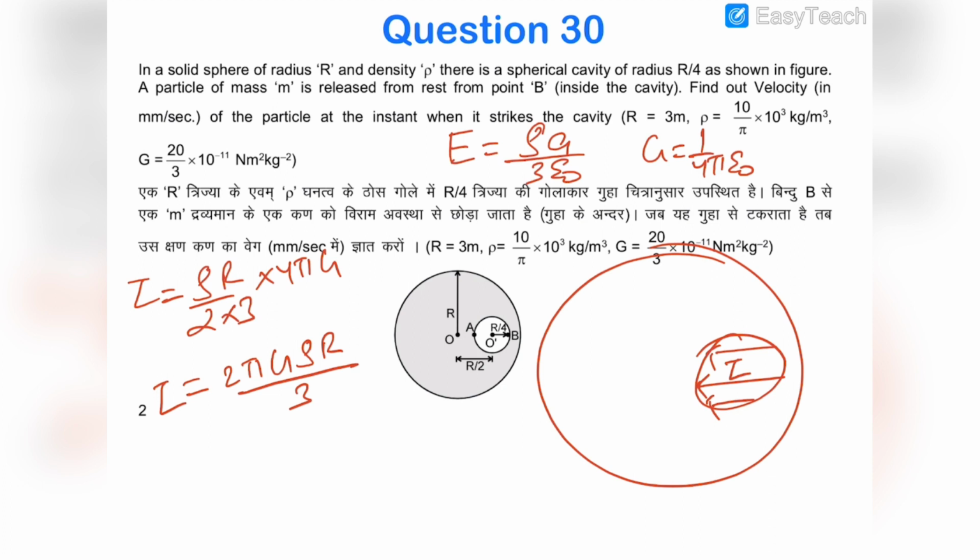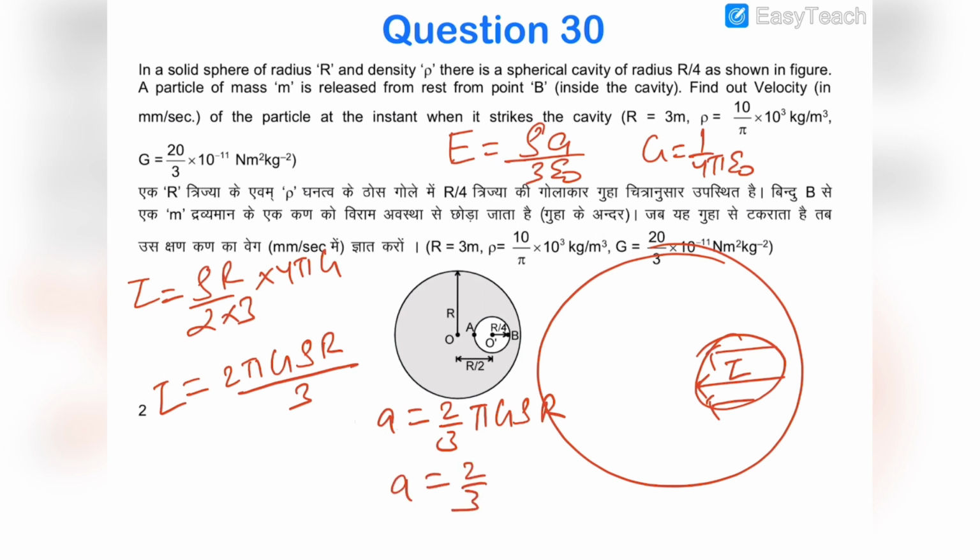This is I. And we have released this mass from this point, and we have to find out the velocity of this mass when it would strike point A. So the force acting on this mass would be ma, and the acceleration would be F by m. So the acceleration of this mass would be the same, I. So it would be 2 by 3 pi G rho r. So let us calculate the value of this.